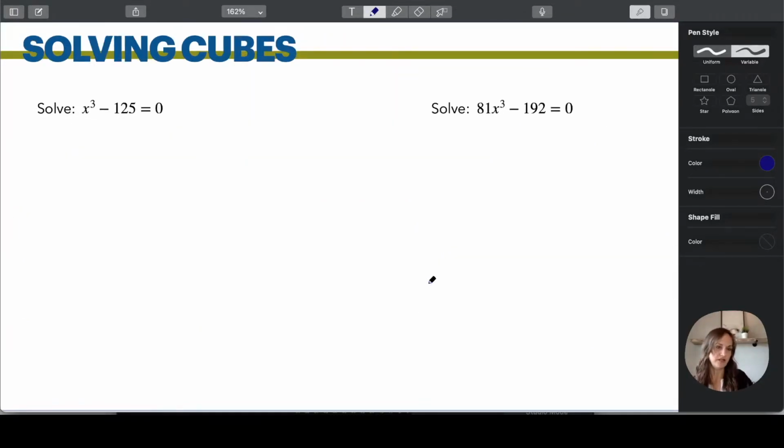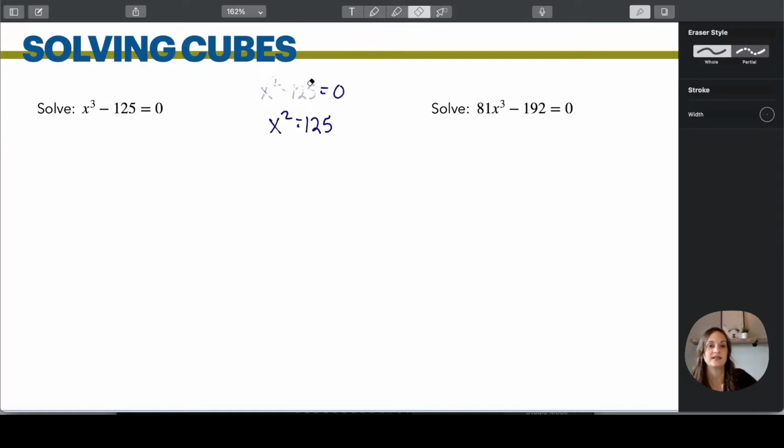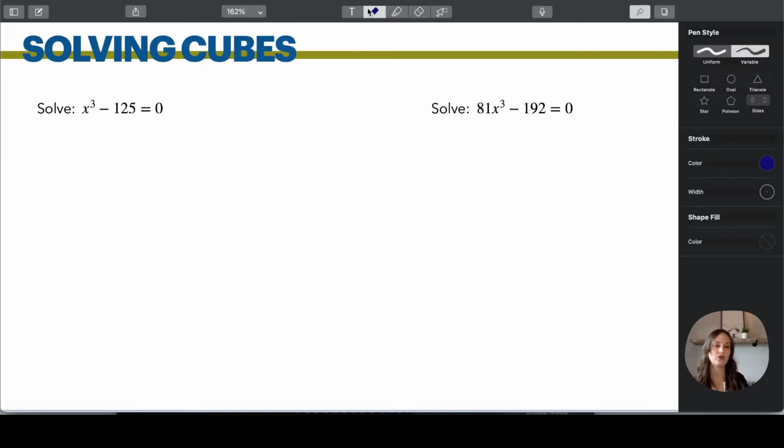Now, solving cubes. In this case, when we solve cubes, we are first going to do what we just talked about. In the past, where we had like x squared minus 25 equals 0, we added 25 to both sides, and then we took the square root. You cannot do that in this case, because there's going to be more than one answer. You don't get just a plus or minus like you do with an x squared. With an x cubed, it is different. You will have to use the solving cubes by the special factors.